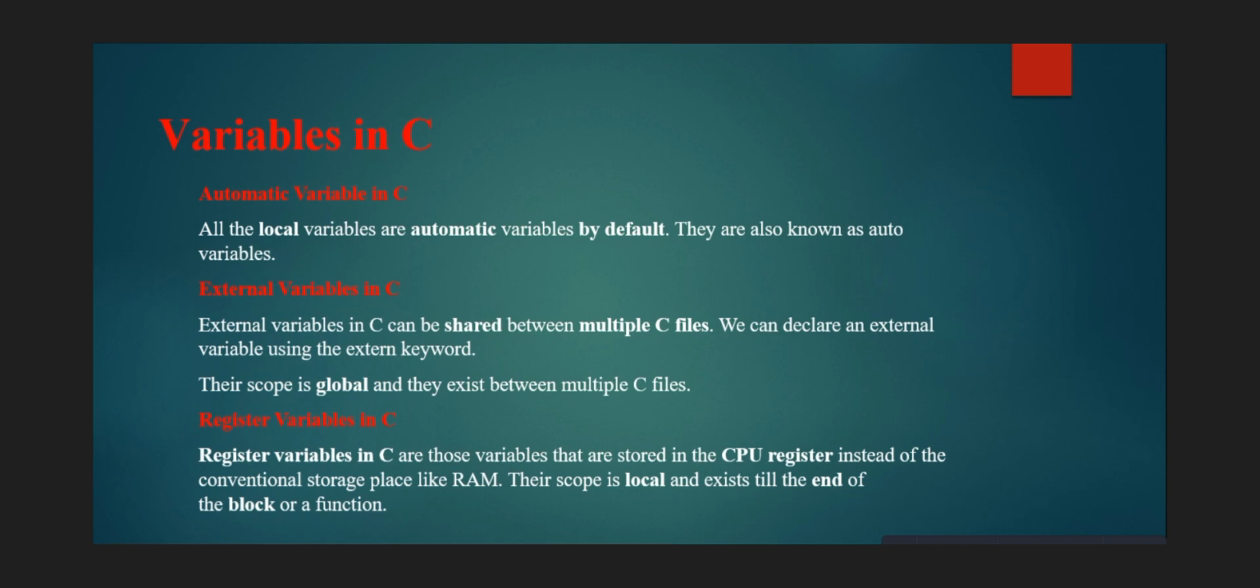External variables in C. What is an external variable? An external variable in C can be shared between multiple C files. We can declare an external variable using the extern keyword. Their scope is global and they exist between multiple C files. Another one, register variables in C. What are register variables? Register variables in C are those variables that are stored in the CPU register instead of the conventional storage place like RAM. Their scope is local and exists till the end of the block or function.